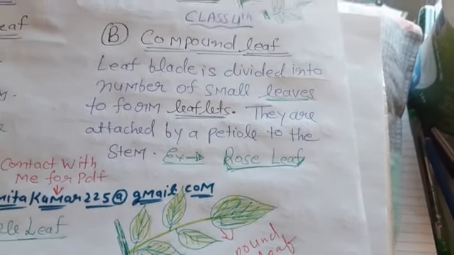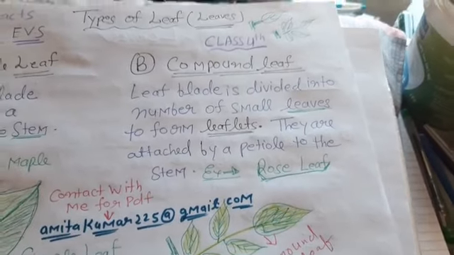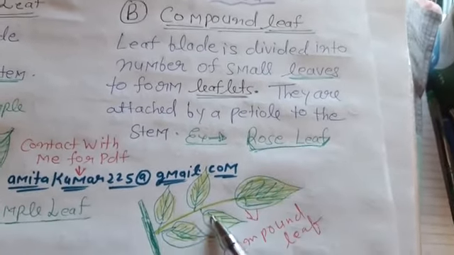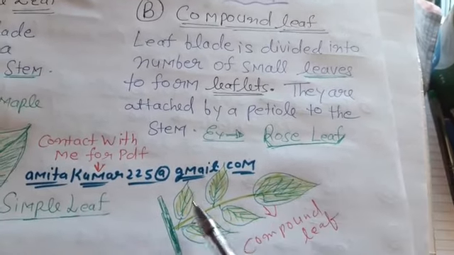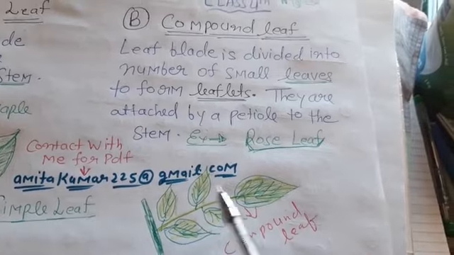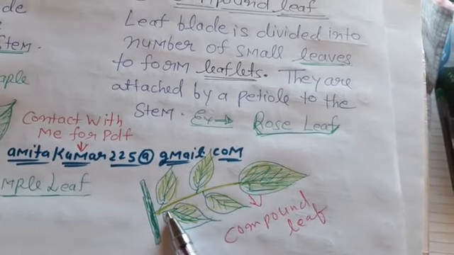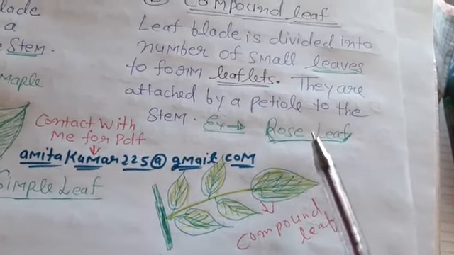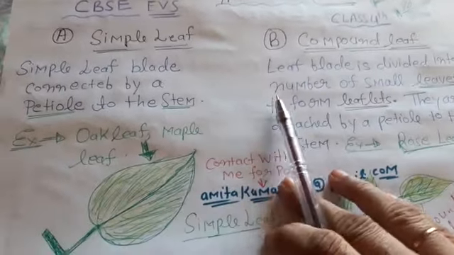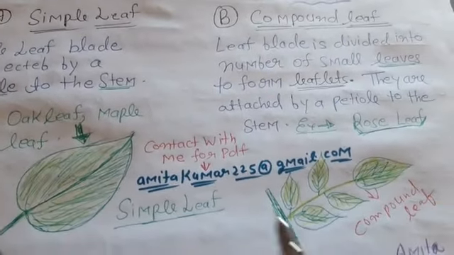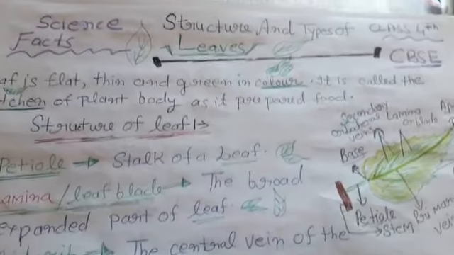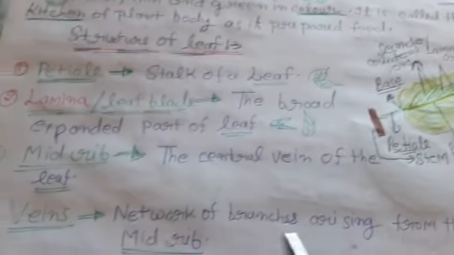Example, rose leaf. So what is a compound leaf? The leaf blade is divided into a number of small leaves to form leaflets, attached by a petiole to the stem. Example, rose leaf. So these are the types of leaves. You can note down this content and draw the diagram in your notebook in the simplest way, and this is the structure of leaf.